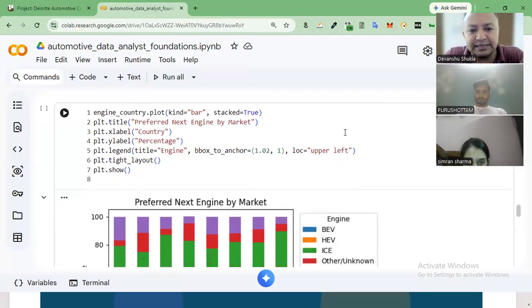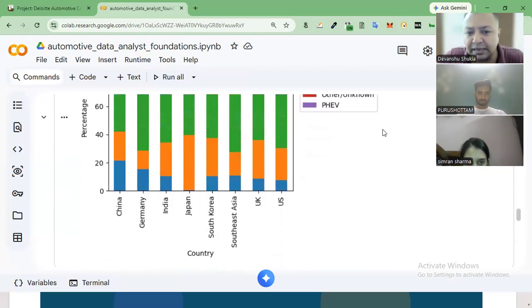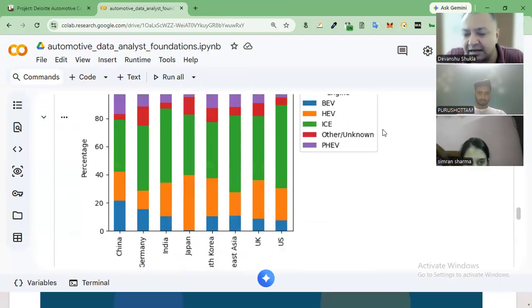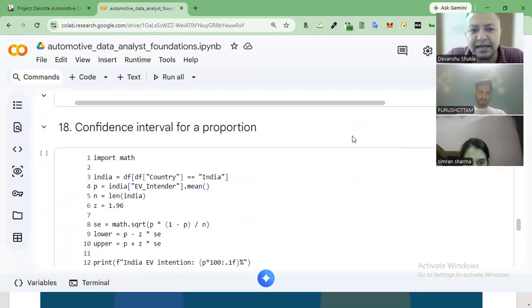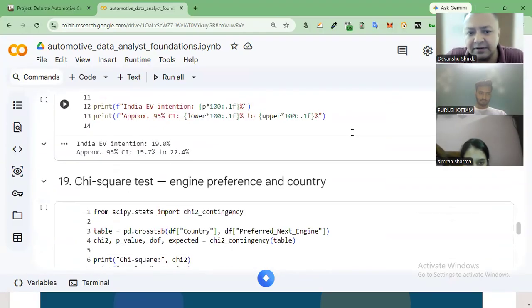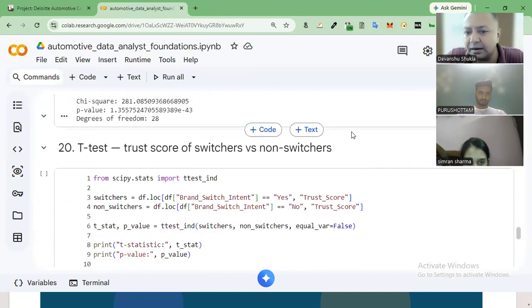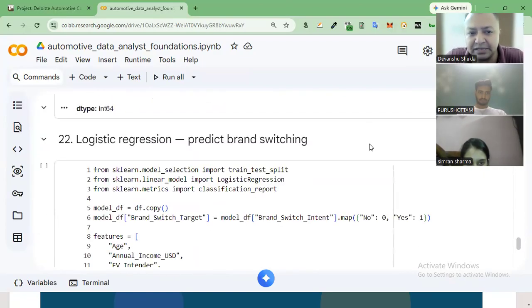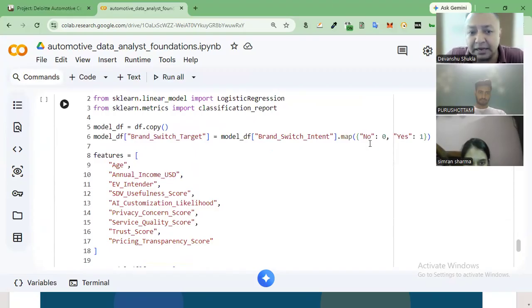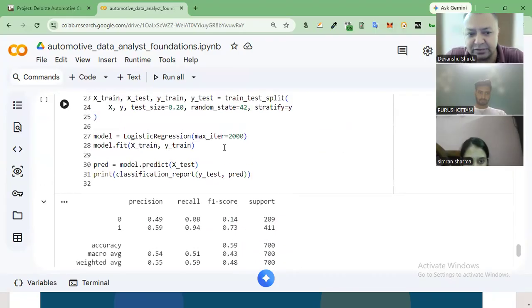So here is one example of a stacked bar chart, which you will refer across which country, what kind of engines are preferred. Similarly, you'll understand some base information like correlation, confidence intervals, chi-square test. These will be technical data analysis tests which we would be performing across data, like trust score with t-test, then rule-based segmentation, logistic regression, predictive modeling, all of that will be done. So this is predictive analytics, which you are observing as of now.